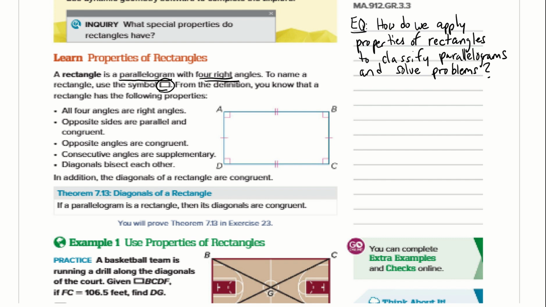Now, because it's a parallelogram, that means it has all the properties of a parallelogram. So these are parallelogram properties. And this is a specific rectangle definition property, okay? That makes it specifically a rectangle.